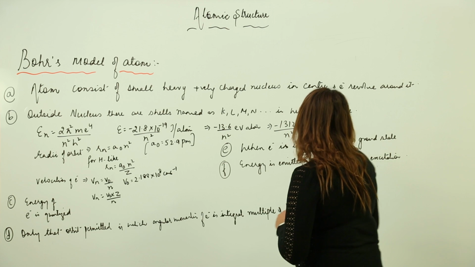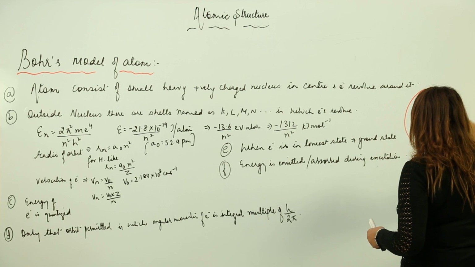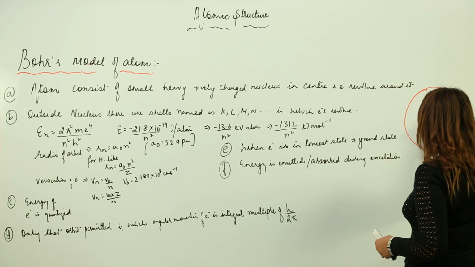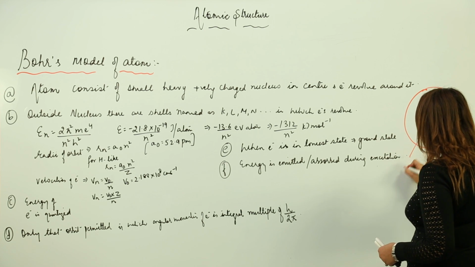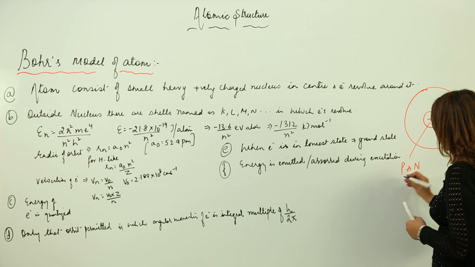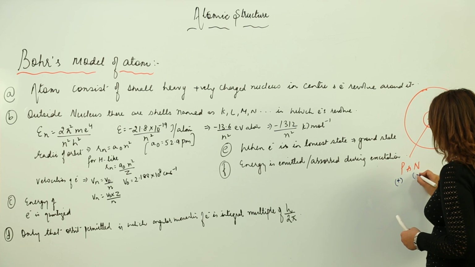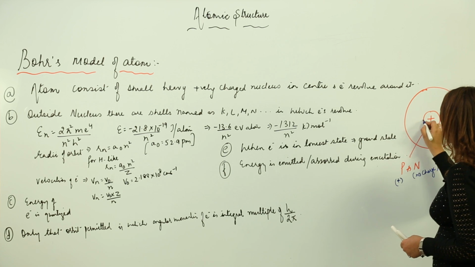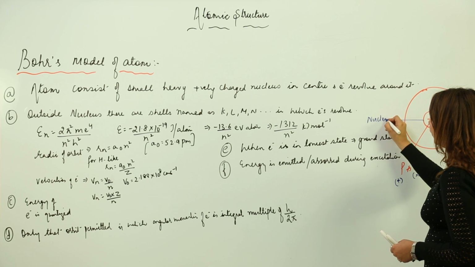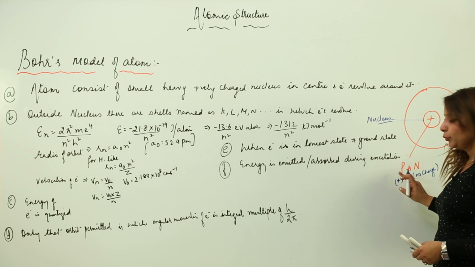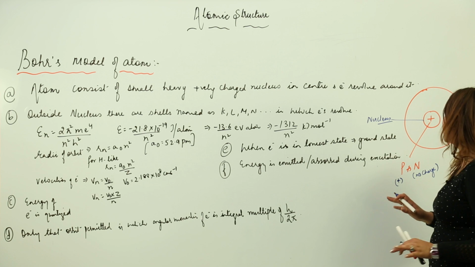According to this, the atom is spherical, in which in the center there is a nucleus which is positively charged because it contains protons and neutrons. As far as their charges are concerned, proton has a positive charge and neutron has no charge. Got it? In the center there is a nucleus, which is positively charged because it contains the particles proton and neutron.